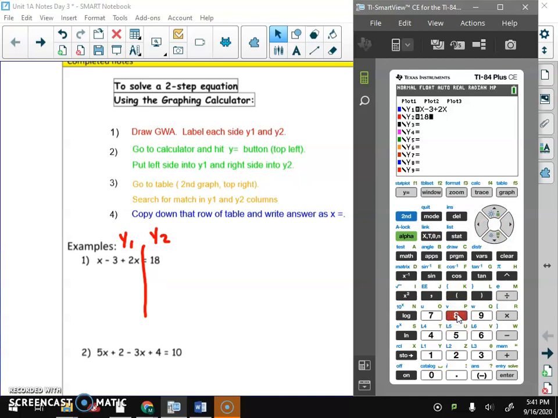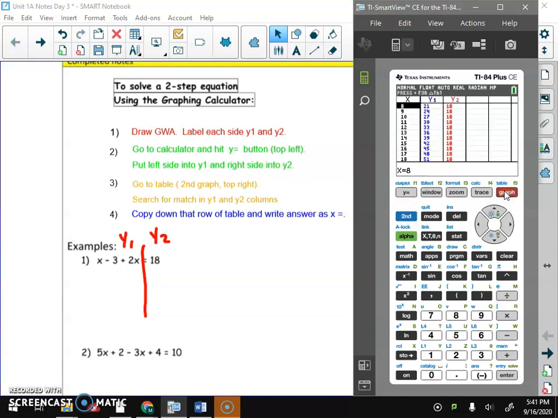Step 3, go to table, second graph, top right. And we're going to look until we find a match in y1 and y2. At the bottom, 51 and 18, they're not very close. 21 and 18 is a lot closer. I think if we go up a little bit, we're going to find our answer. And there it is, one step away.